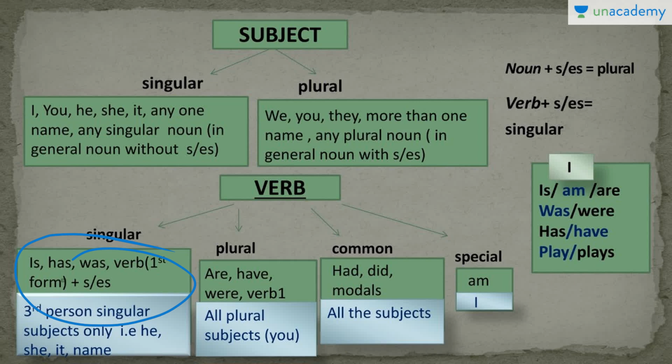Next is the plural verb. Plural verbs are, have, were, and verbs first form without any s or es. For example, play. Play is a plural verb. Plural verbs can be used with all the plural subjects. Now let's take they as an example. Can I say they are, they have, they were, or they play? Yes, I can say all of them. So they are correct, and therefore plural verbs can be used with all plural subjects.